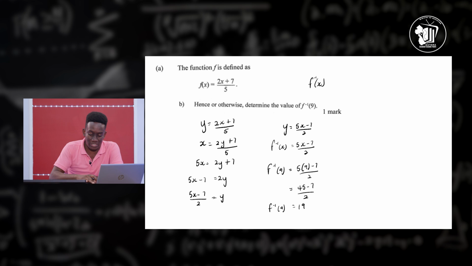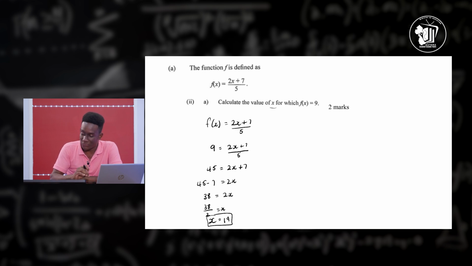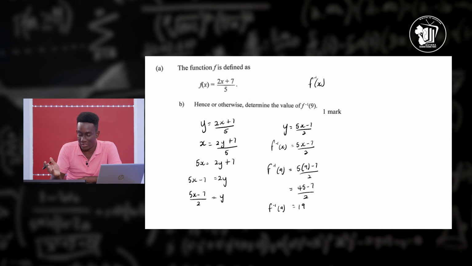So you could have just stated that, because f of x is equal to 9 and x is equal to 19, f inverse of 9 would be 19. Nevertheless, you can also work this out like this. This is the safe way to do it in case you don't remember the relationship.